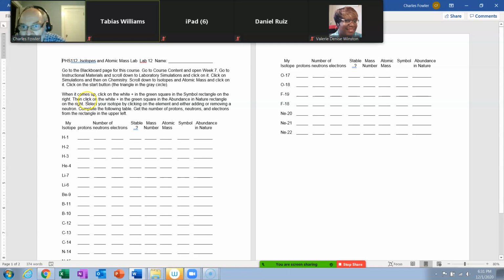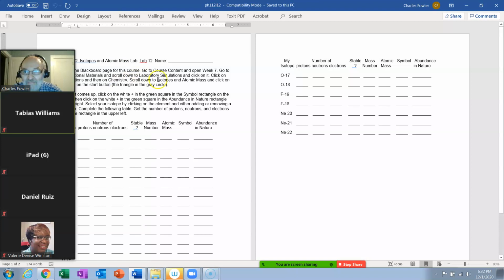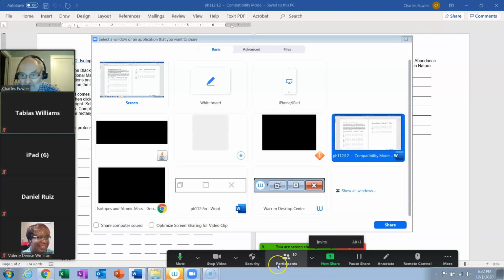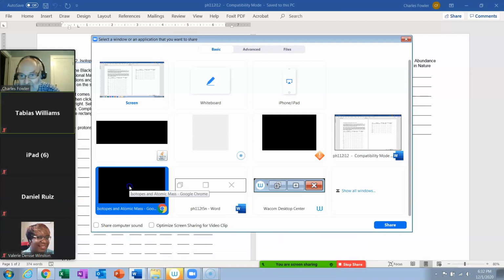When it comes up, click on the white plus in the green square of the symbol rectangle on the right. Can y'all remember this? Wait, I have it printed out here. What am I doing? Forget that. Let's go back here. I printed it out so I wouldn't have to go back and forth.